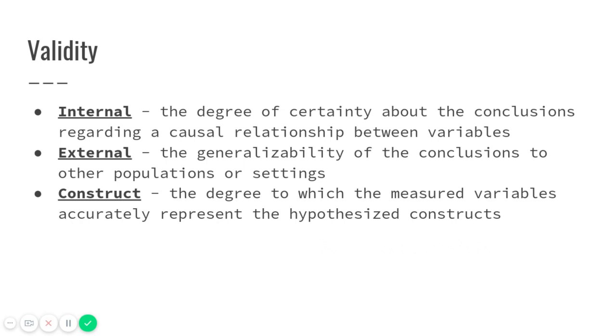External validity refers to the generalizability of the conclusions to other populations or settings. So if you conduct a true experiment, which we'll talk about in a minute, it may not be as high in external validity because some of the conditions in a laboratory, for example, might not be the same as what you might find in the real world. And finally, construct validity refers to the degree to which the measured variables accurately represent the hypothesized construct. So are you actually measuring what you say you're measuring?